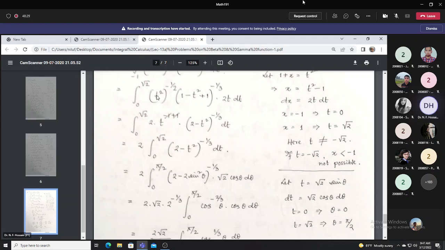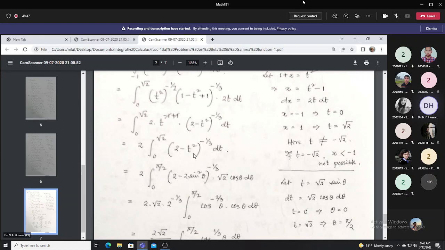So here the power becomes 2 into minus 1, that means just minus 1. Here t to the power minus 1 and then another plus 1. So it becomes 0, t to the power 0 is 1. So there remains only one factor, 2 minus t square whole to the power minus 1 over 3 dt.